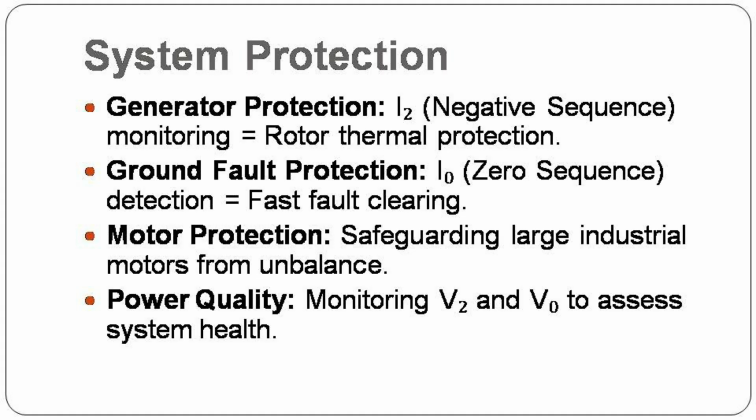Ground fault relays use I0, which is the zero sequence current, to instantly detect when a line has fallen to the ground and isolate the faulty section, preventing electrocution hazards and equipment damage. Even for large industrial motors, negative sequence protection is a standard feature. It's the invisible shield that protects our power infrastructure.